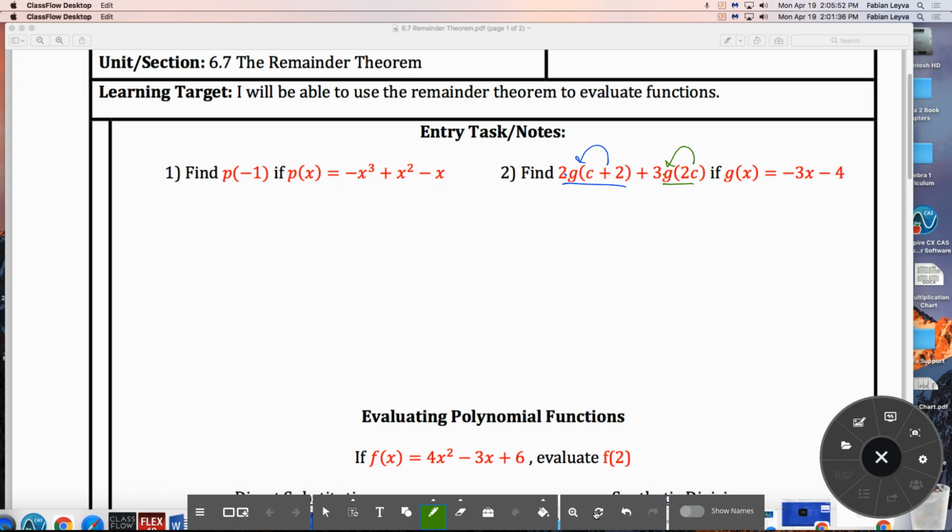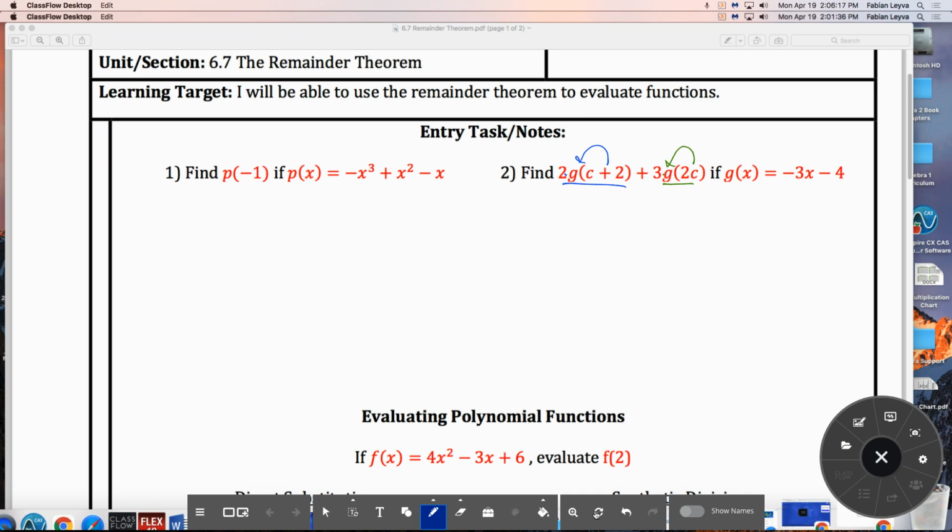So notice that I even color coordinated them for you to see. Okay, I need to find g of c plus 2, and then I need to multiply it by 2, and then I need to find g of 2c, multiply it by 3, and then add them together. So step 1 of these problems is first understanding the blue and the green. Once you can do that, the rest of it gets mechanical, because it's just that, it's mechanical.